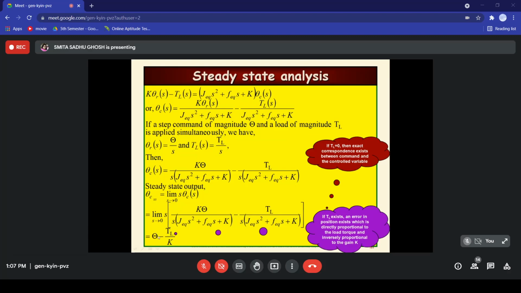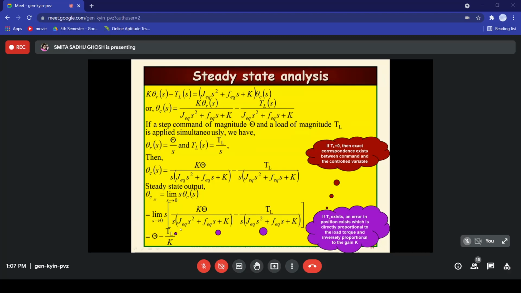On the other hand, if there exists a non-zero value of the disturbance torque, in that case, you can see that the output will no longer be equal to only theta, but it will be something different. It will be lesser than theta, lesser by an amount which is proportional to the disturbance torque and inversely proportional to the gain K, right?